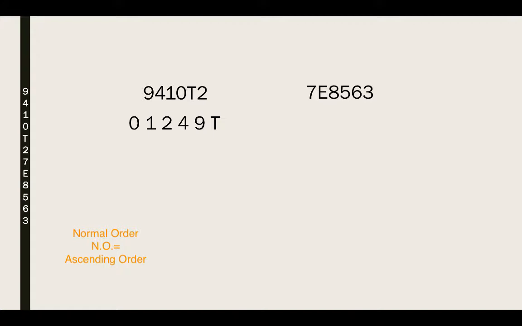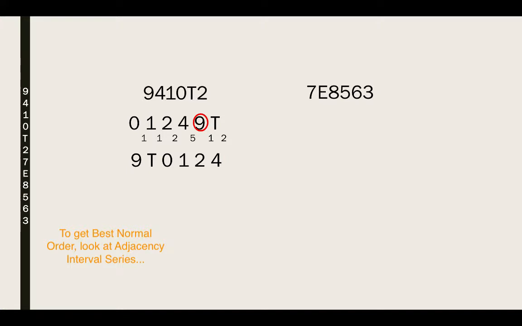I'm going to determine the AIS, or the adjacency interval series, which is the space between each consecutive number. From 0 to 1 is the space of 1 semitone, 1 to 2 is 1, 2 to 4 is 2 semitones, 4 to 9 is 5 semitones, 9 to 10 is 1, and then 10 to complete the cycle back to 0 is up 2 semitones. In order to get it in its most compact form, we take the largest number, which is the AIS of 5, and we're going to start the rotation on 9. So 9, 10, 0, 1, 2, 4 is going to give us our most compact outer interval.